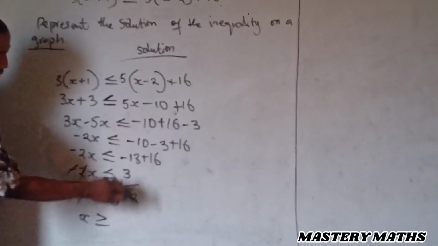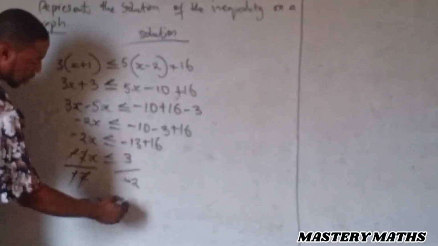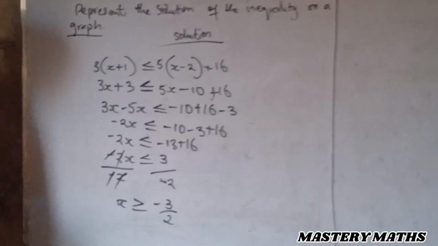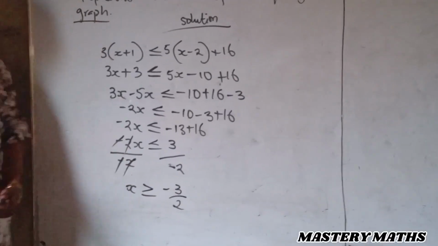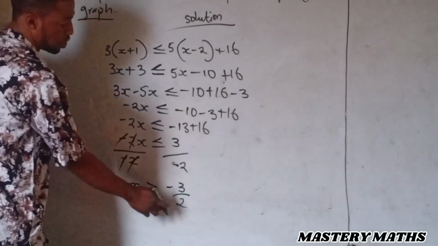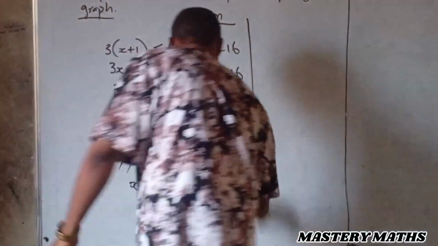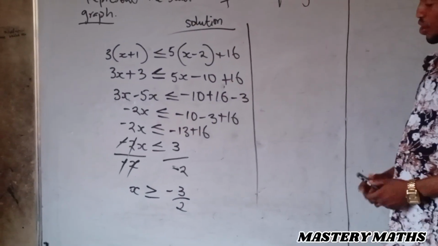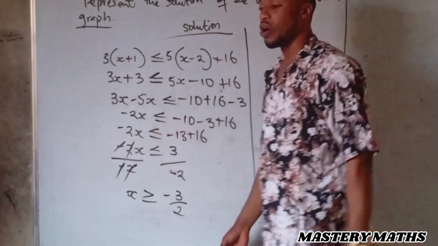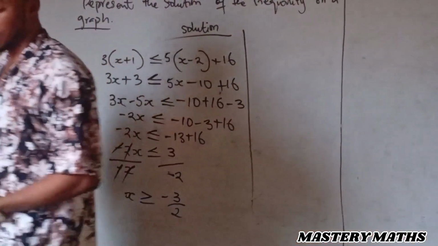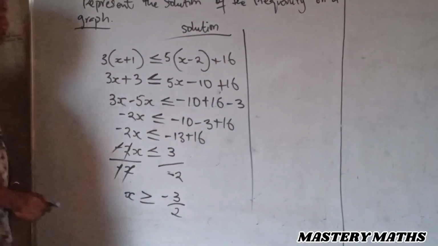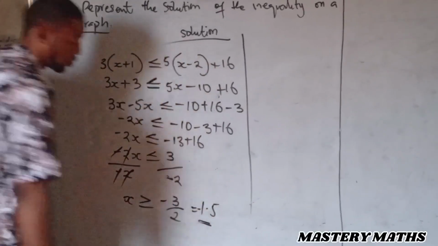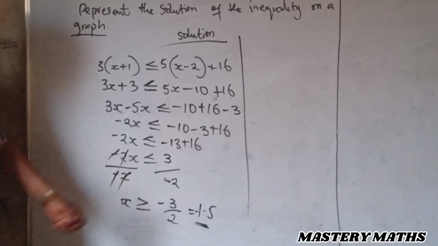Now, this becomes -3/2. If you have to change this to decimal, based on the board, remember, we'll present this on a graph. You can leave it like this or change it to decimal. If I change it to decimal, it will give us -1.5.